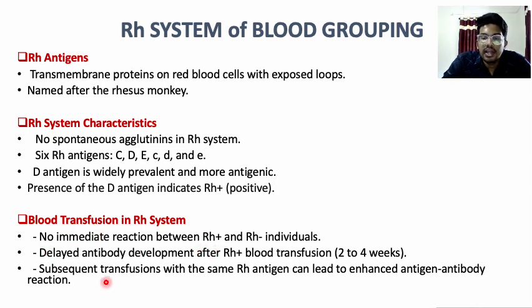Subsequently, if you are an Rh negative person and you receive blood again from an Rh positive individual, the first time it will not become a big problem. But if you receive the blood a second time, antibodies against the Rh antigen have already been produced, so a much more severe, enhanced immune reaction will be seen. This is what is called the delayed type of antibody reaction.